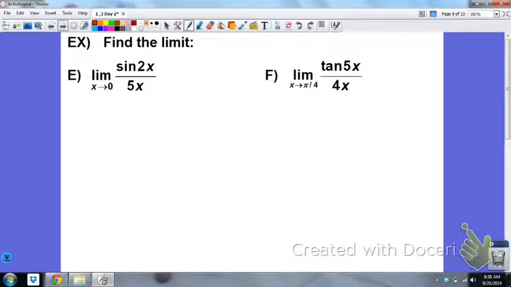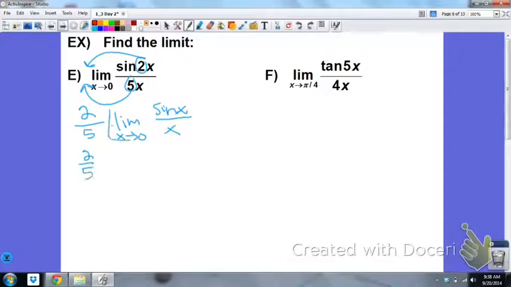Just like the last problem, let's pull out the 2, let's pull out the 5, bring them out front. So we now have 2/5 times the limit as x approaches 0 of sine x over x. Here we have one of our special limits again. The value of that limit is 1, so 2/5 times 1 gives us our answer of 2/5.